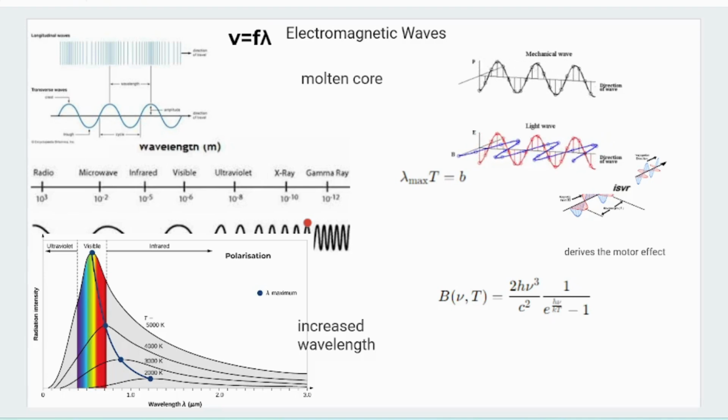Functions and applications of electromagnetic waves. Communication. EM waves are the backbone of all wireless communication systems. Radio waves are used in broadcasting, cellular networks, and satellite communications. Microwaves are utilized in Wi-Fi and Bluetooth technologies.